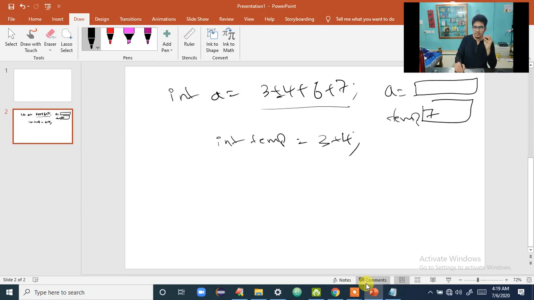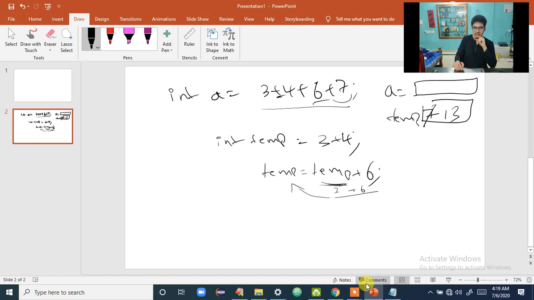So 7 is stored in temp. Then what will happen? Then temp is equals to temp plus 6 will happen. The previous result of temp plus 6. What is the previous result of temp? That is 7. What is 7 plus 6? 7 plus 6 is 13. Where am I storing that 13? In the temp. So temp will become 13 now.